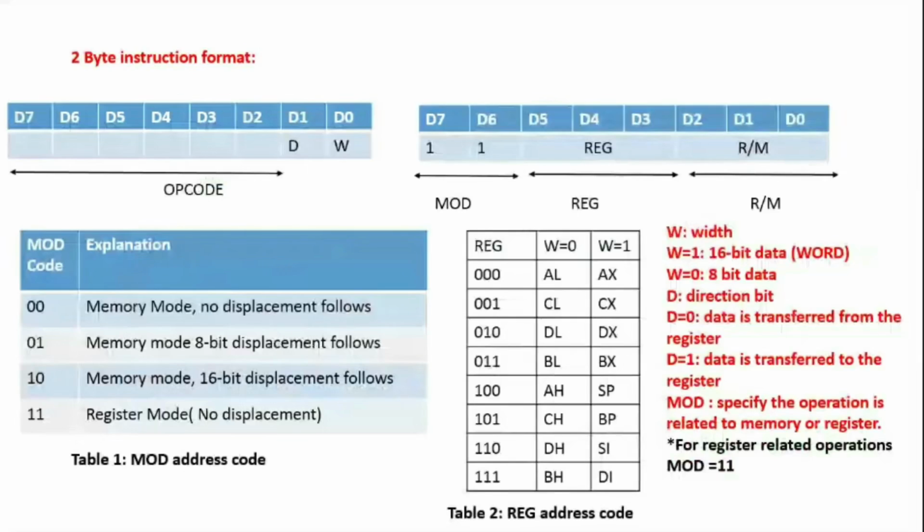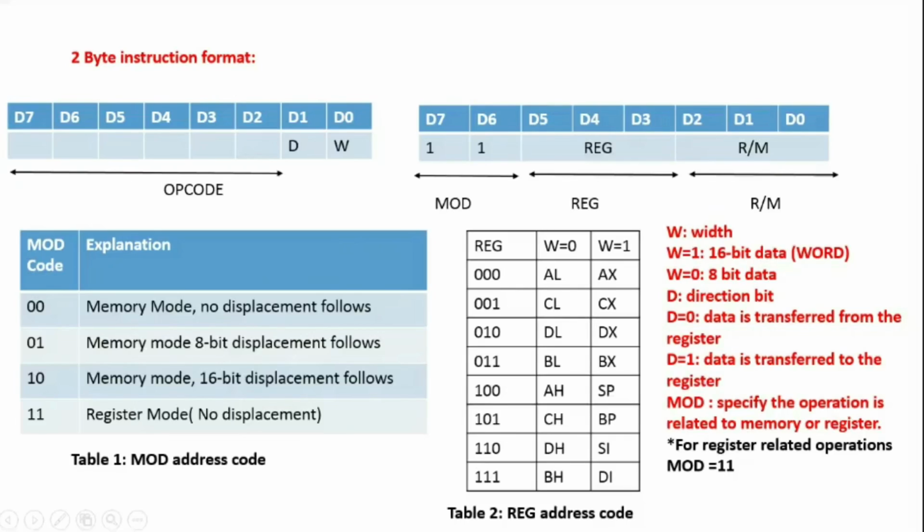Look at this slide. What did I say? It is a 2-byte instruction format. We have the first byte, which is an opcode. I have D naught as the W bit, and we have a D bit. What is this D bit? The D bit is a direction bit. D equal to 0 means data is transferred from the register. If D is equal to 1, data is transferred to the register. So how the data is moving in and out of the register is specified by the D bit. My opcode has 6 bits plus the D bit plus the W bit.